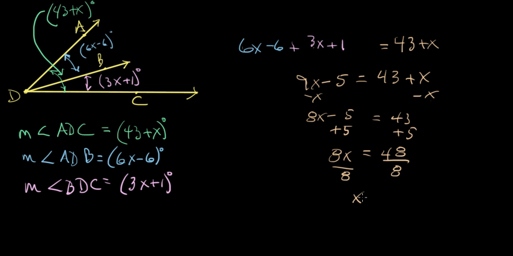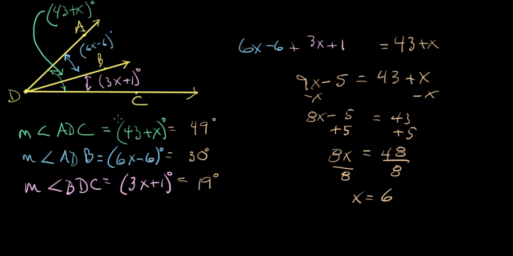and I have x equals 6. So now that I know what x is, I can just plug x into each one of these equations. 43 plus x is 43 plus 6. How much is that? 49 degrees. 6 times x is 6 times 6. That's 36. Minus 6 is 30 degrees. And 3 times x is 3 times 6. That's 18. Plus 1 is 19 degrees.